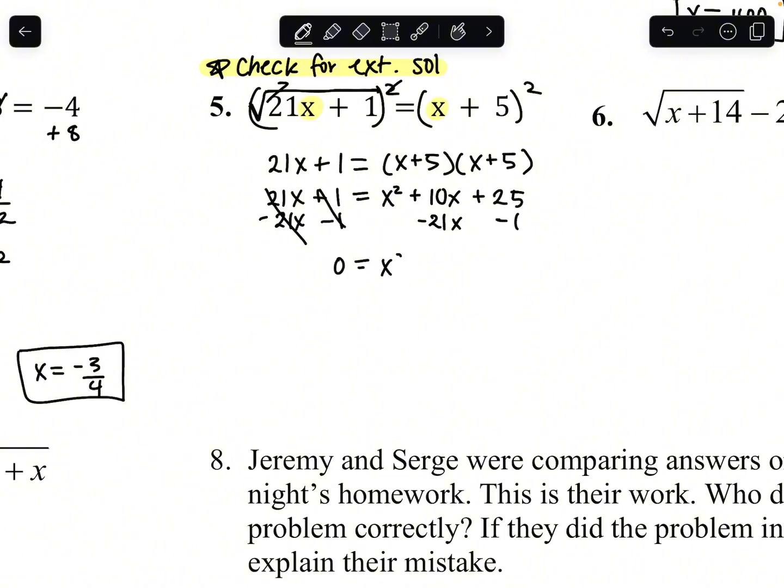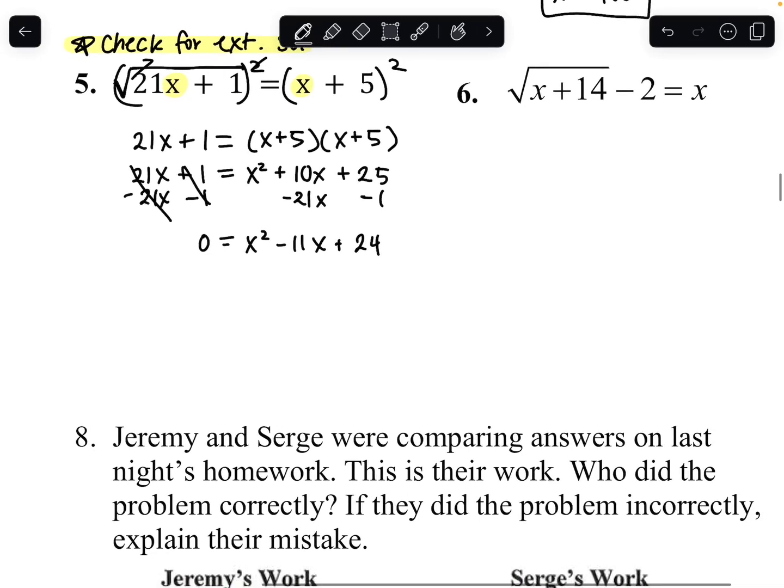And so that leaves me with x squared minus 11x plus 24. And so we want to try to factor. Always try to factor first. And so two numbers that multiply to 24 but add to negative 11 are negative 8 and negative 3. And so this factors to x minus 8 and x minus 3.